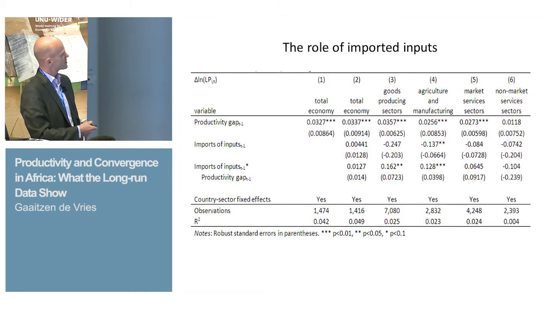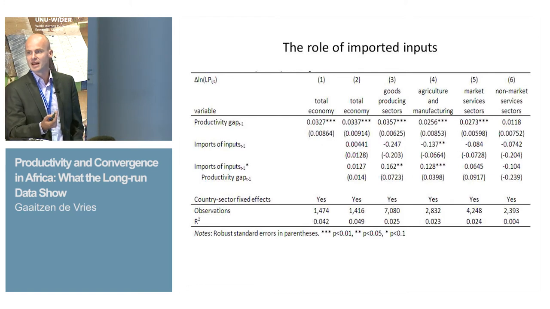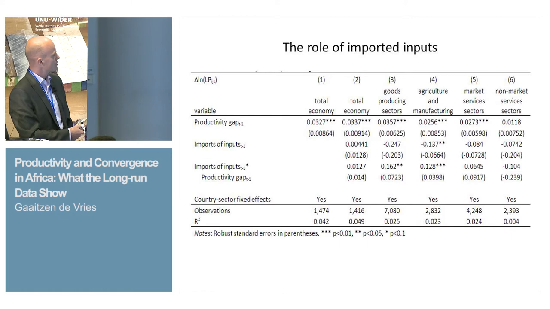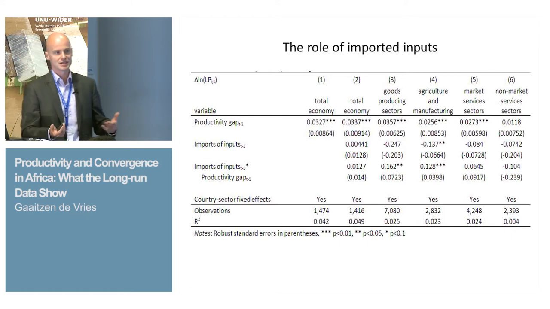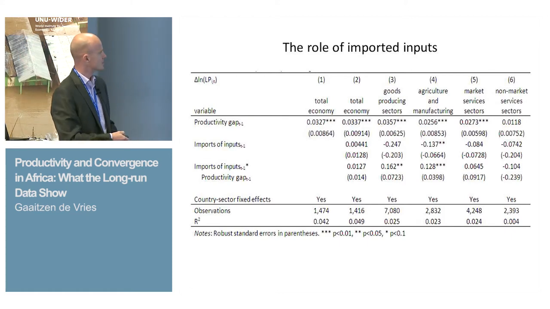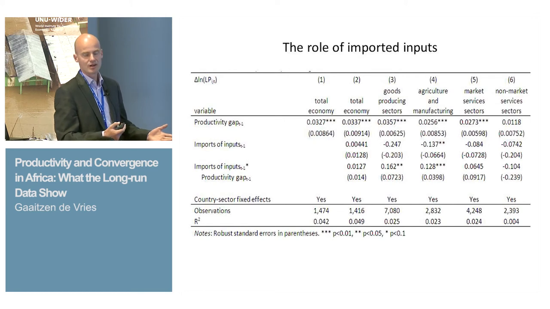But what I do here is for the total economy, I include the role of imports of inputs, so that's the direct effect it can have on innovation. And then the imports of inputs interacted with the productivity gap, which is a kind of technology transfer potential. If I do that for the total economy, I do not find any significant effect. This is also what has been found in a lot of these cross-country macro studies, that there's a limited role for trade in affecting productivity growth.